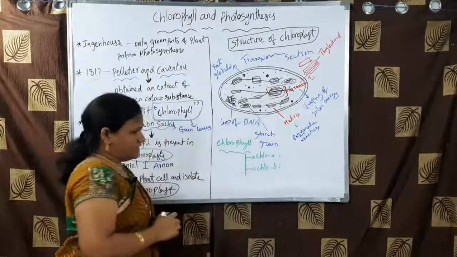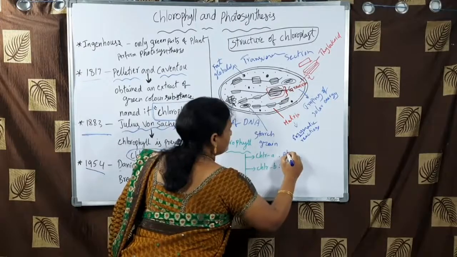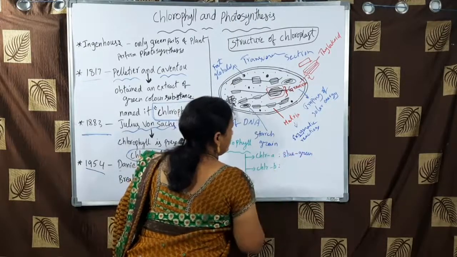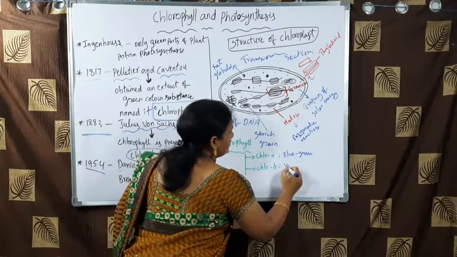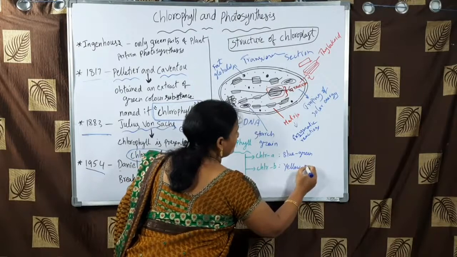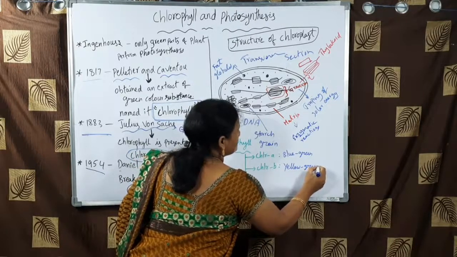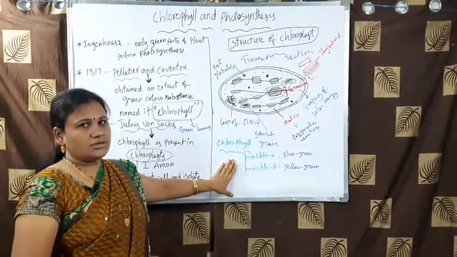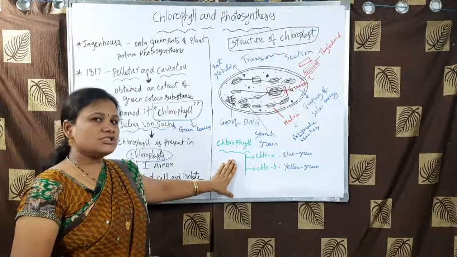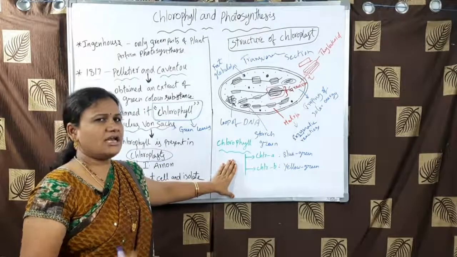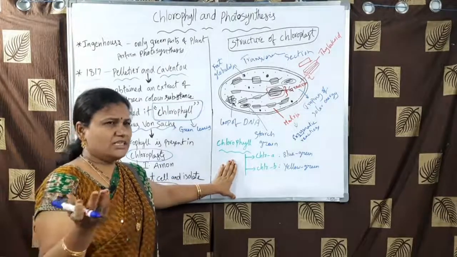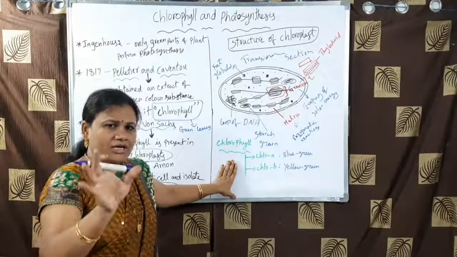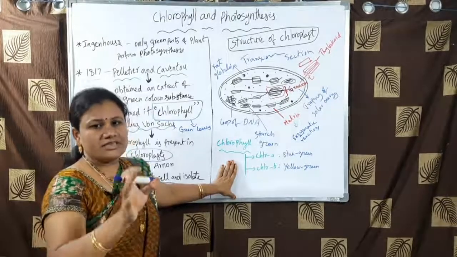Chlorophyll A is blue green, chlorophyll B is yellow green. Very, very important. Please listen carefully. So the chlorophyll molecule is also called a photosynthetic pigment. Pigment means color giving substance. There is nothing difficult in that. Pigment in the sense color giving substance.